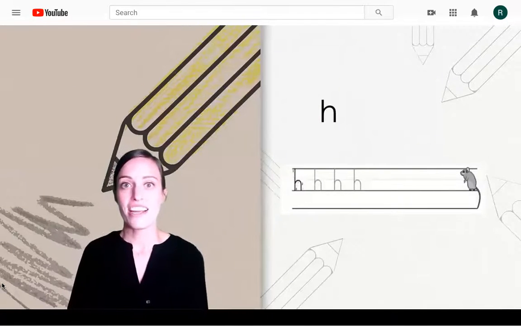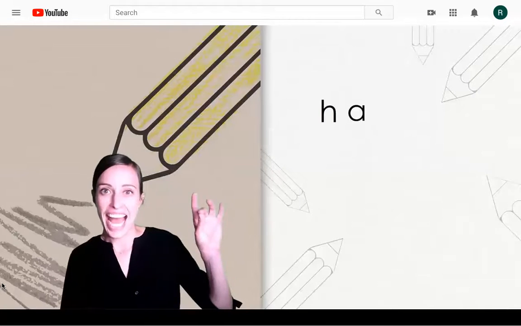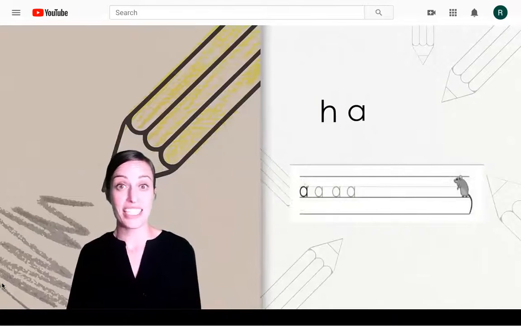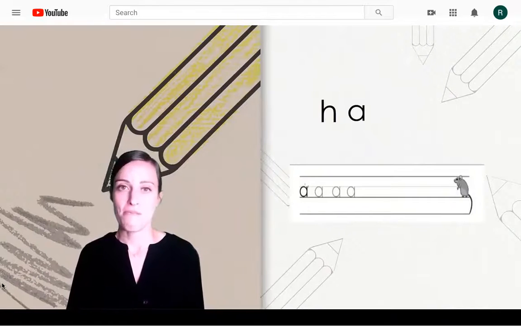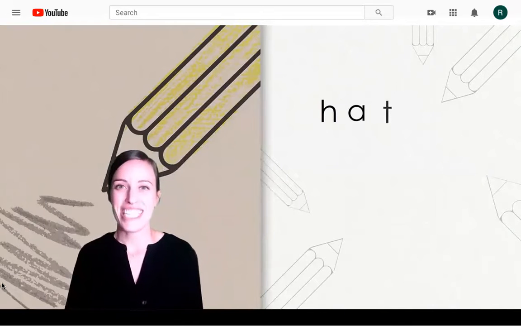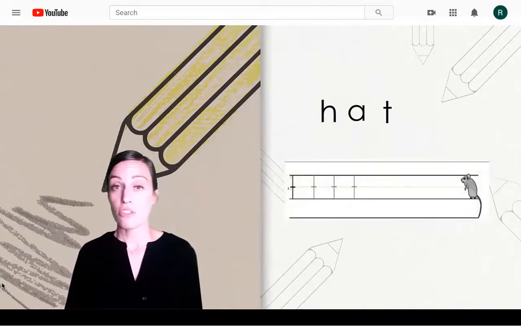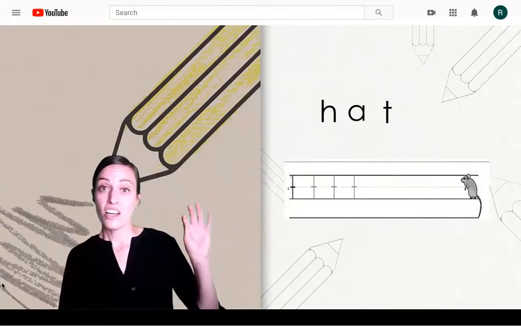After the letter H comes the letter A. You might remember, to make a lowercase a, you start like a C, pull back and around, up and down. The word hat ends with the sound T, which is the letter T. To make a T, we start at that top line, pull straight down to the bottom, and cross at that middle dotted line. That's the word hat.